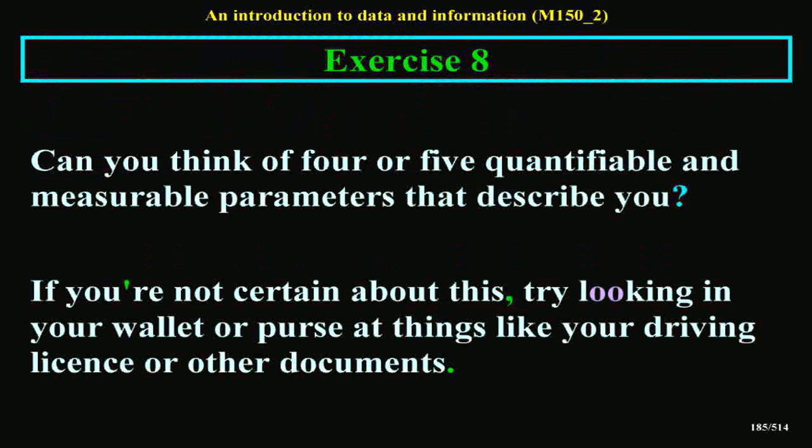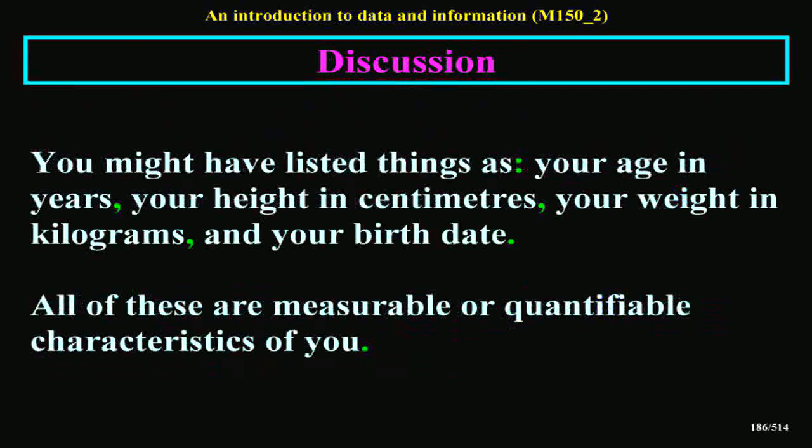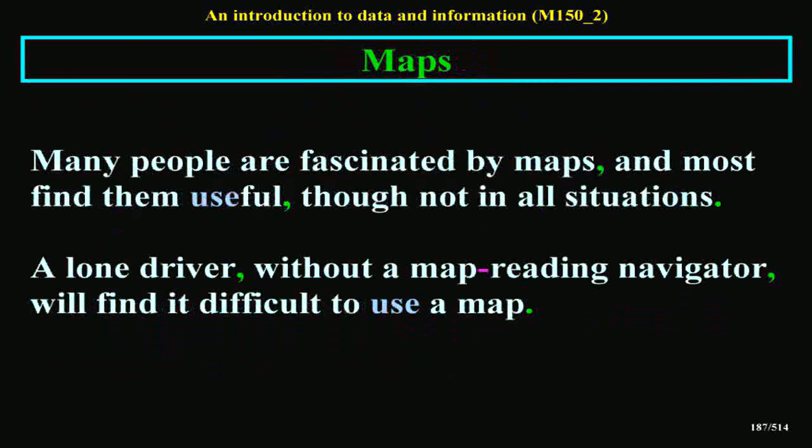Exercise 8. Can you think of 4 or 5 quantifiable and measurable parameters that describe you? If you're not certain about this, try looking in your wallet or purse at things like your driving license or other documents. Discussion. You might have listed things such as your age in years, your height in centimeters, your weight in kilograms, and your birth date. All of these are measurable or quantifiable characteristics of you. Maps. Many people are fascinated by maps, and most find them useful, though not in all situations. A lone driver, without a map-reading navigator, will find it difficult to use a map.